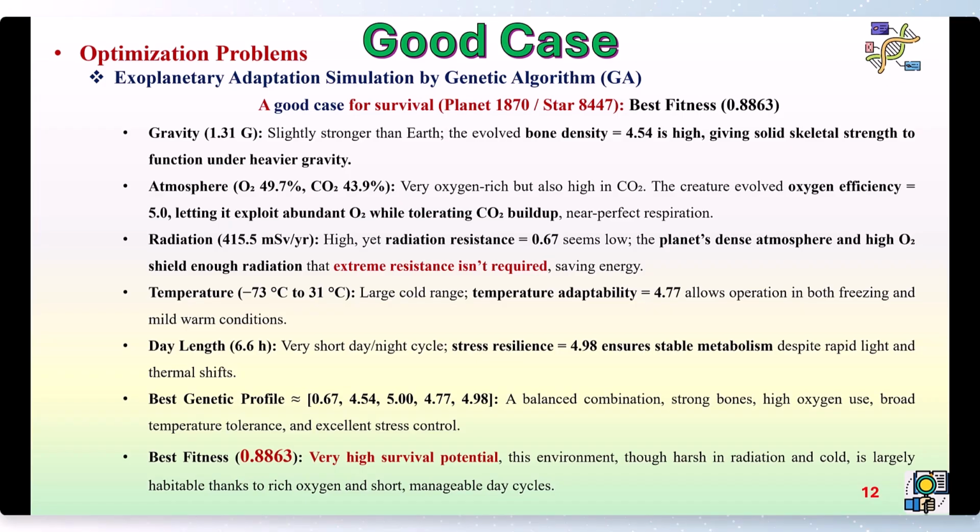This genetic profile is approximately equal to 0.6, 4.5, 5, 4.7, and 4.9. As we can see, a lot of mutation happens except the first one. A balanced combination: strong bones, high oxygen use, broad temperature tolerance, and excellent stress control. So we achieve 0.88 fitness value for this planet and its bioorganism, and it is very good for survival. This environment, though harsh in radiation and cold, is largely habitable thanks to rich oxygen and short, manageable day cycles.